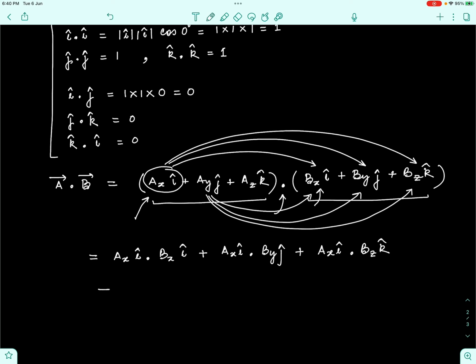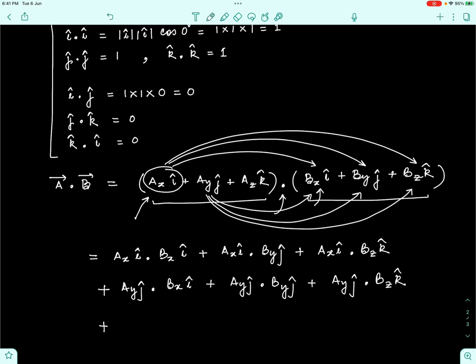Then the next set of 3 terms will be when we multiply the second term of the first expression with all the 3 terms of the second expression. So, Ay j cap dot Bx i cap plus Ay j cap dot By j cap plus Ay j cap dot Bz k cap. So, this is the second set of products that we will get.